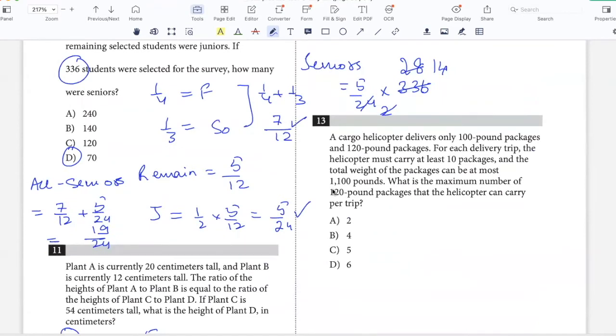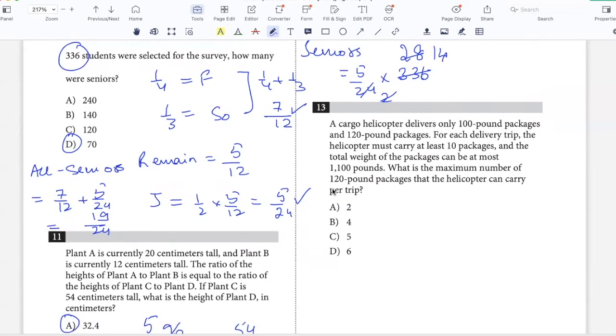A cargo helicopter delivers only 100-pound and 120-pound packages. For each delivery trip, the helicopter must carry at least 10 packages and the total weight can be at most 1100 pounds. What is the maximum number of 120-pound packages that the helicopter can carry?